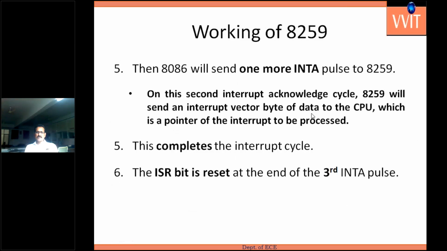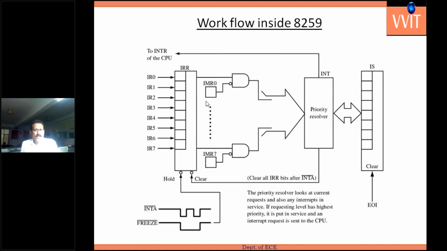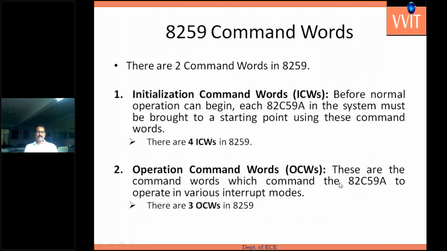Now this is the working principle. If any one of the interrupt requests is ready, a priority order is generated based on the interrupt mask register. Based on that priority order, it sends an interrupt signal to the CPU, receives the interrupt acknowledge from the CPU, and services the corresponding interrupt requesting device. After servicing, that service is loaded into the ISR, the in-service register. This is the working flow inside the 8259.